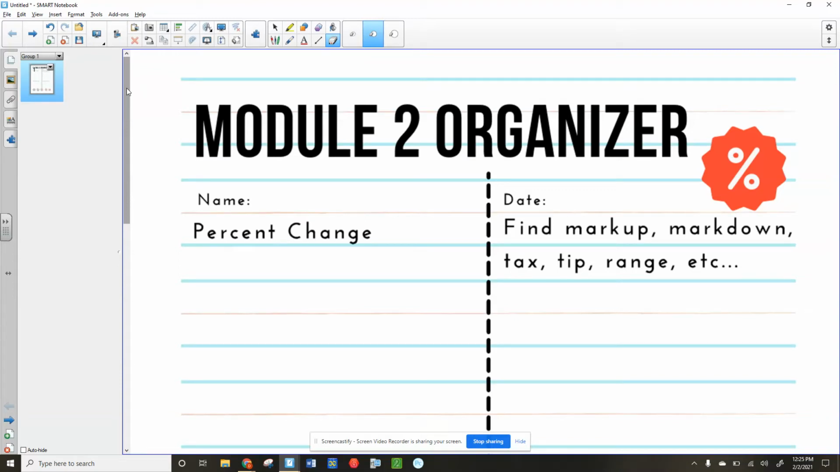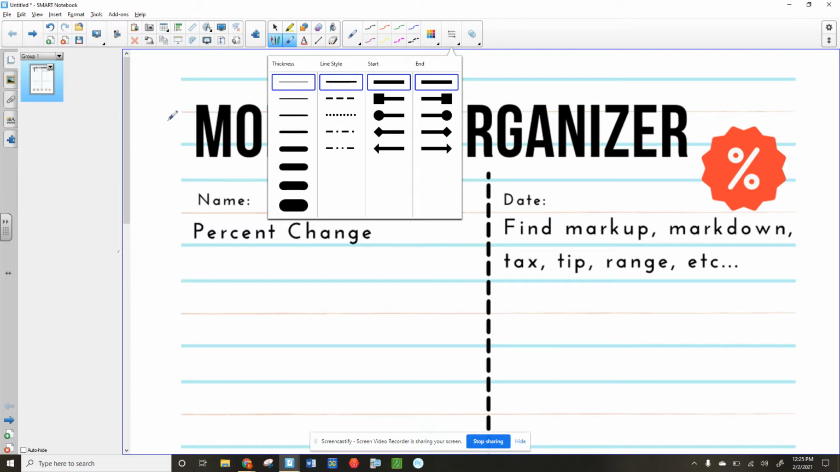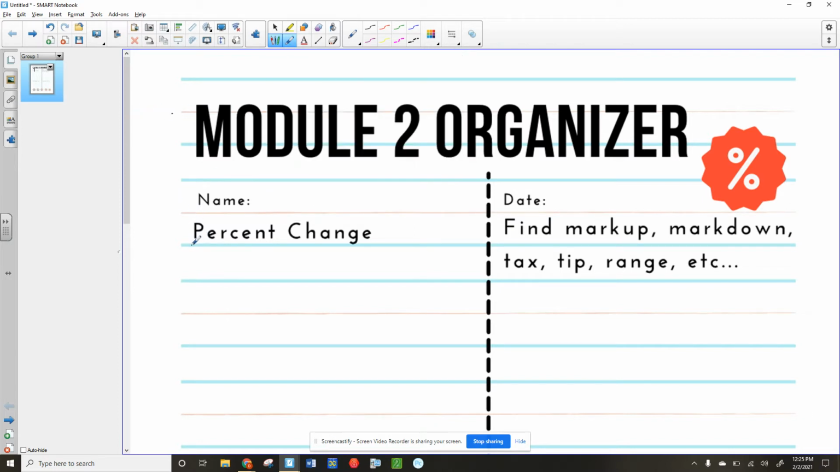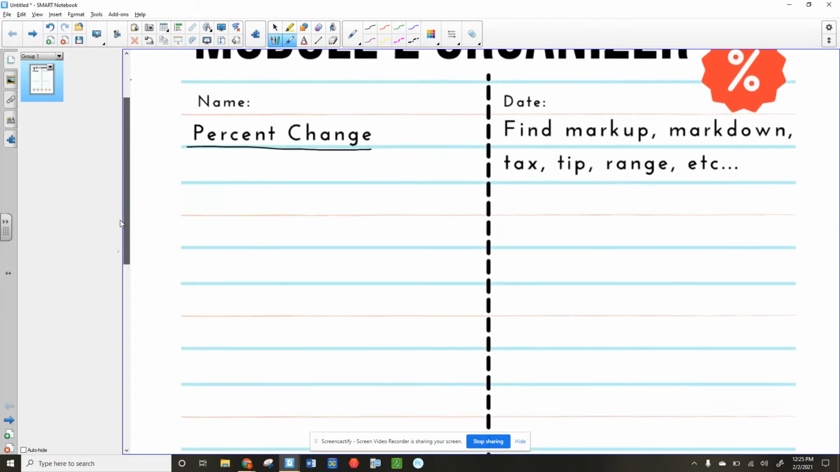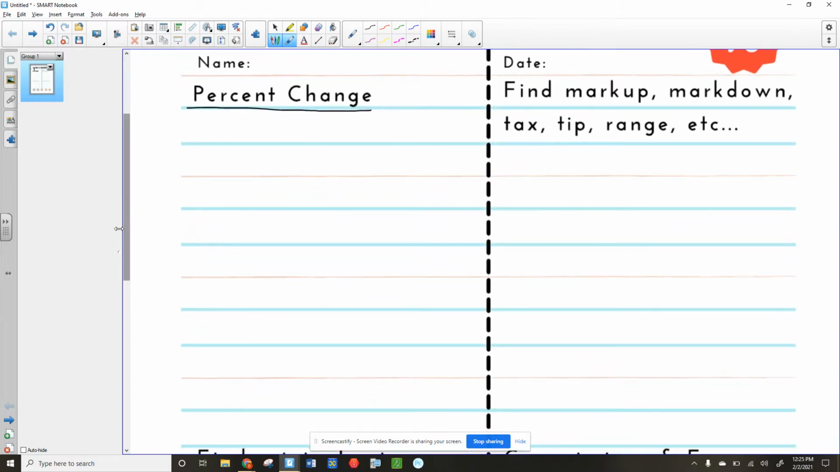Okay, so I'm going to go over what is going to go on our Module 2 organizer. And the first thing that we're going to look at is percent change. So percent change right here is when we have two numbers and we want to know how much they change by.